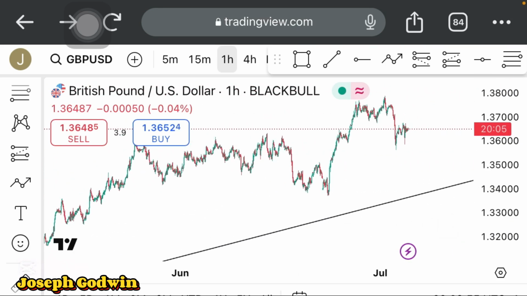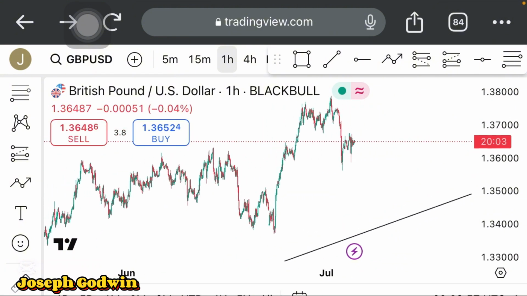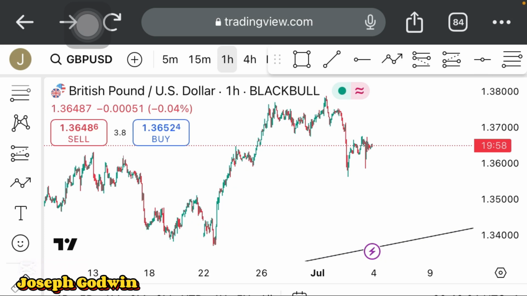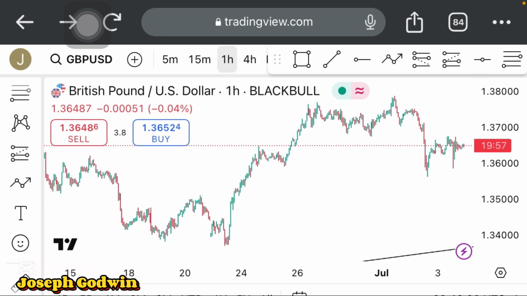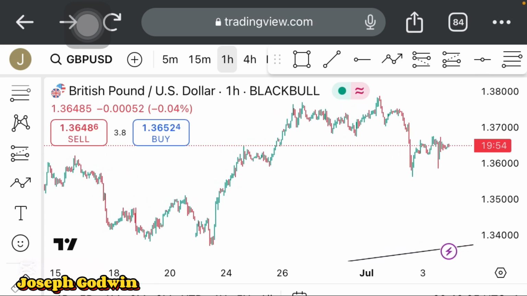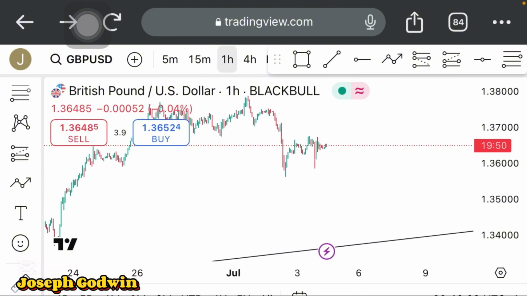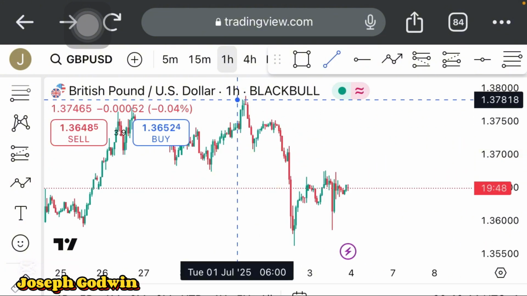That will give us confidence to be looking for more buys. So with that said, let's see whether we have any counter trend line. Here, this is a counter trend line.